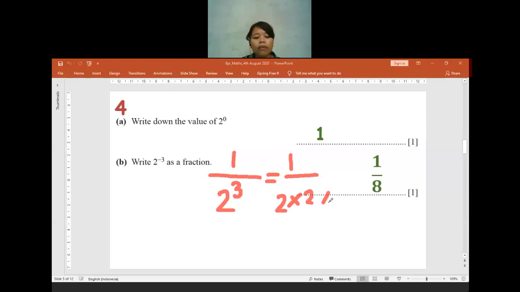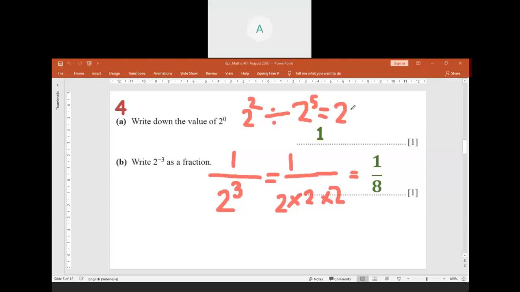Is there anyone having any question? Teacher, I still don't understand how you get 1 on top. Yeah, because it is a rule. Okay, maybe I can show you. Do you still remember this one? 2 to the power of 2 divided by 2 to the power of 5. Can you tell me what is the final answer? 2 to the power of how many? Negative 3. Yeah, negative 3, right? Okay, that is correct. You got 2 to the power of negative 3.